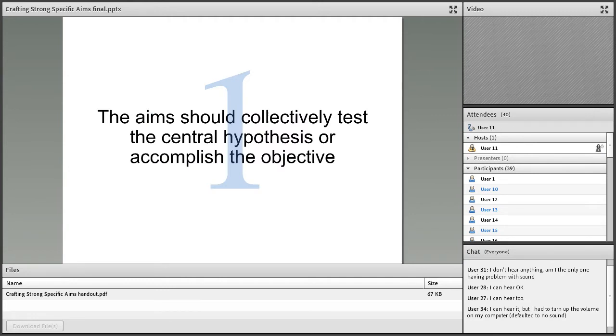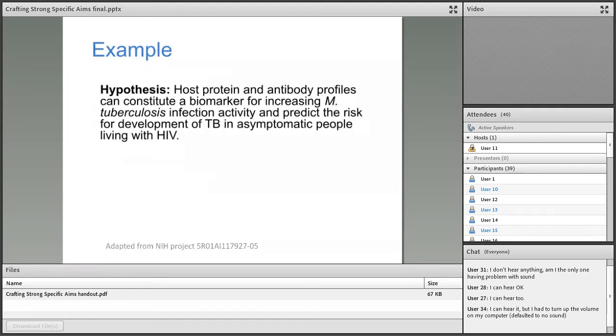So our first guideline for designing the aims is that they should collectively test the central hypothesis or accomplish the overarching objective. So for a hypothesis-driven project, make sure that once you've completed all the aims, the hypothesis will have been fully supported or rejected. For a need-based project, make sure that once you've completed all the aims, the objective will have been achieved. So let's look at a few examples.